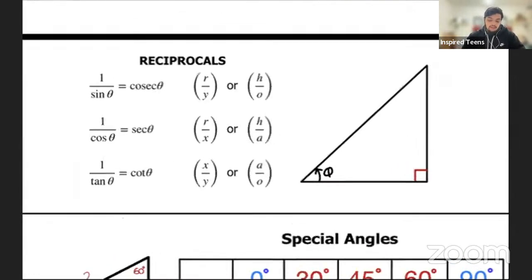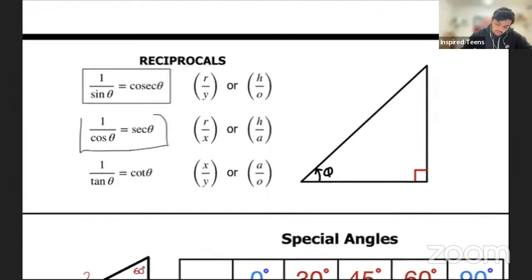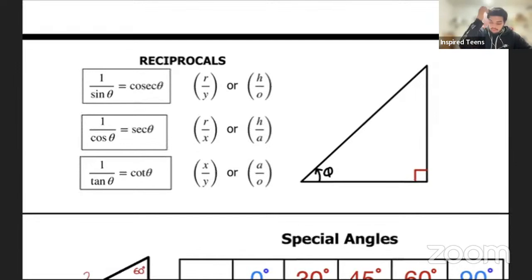Let's have a look at the reciprocals. By grade 12, it's not used as often as it was in grade 10 or 11, but it's good to know it just in case. The reciprocals of our trig functions are 1 over sine, 1 over cos, and 1 over tan. So 1 over sine theta is equal to cosec theta, 1 over cos theta is equal to sec theta, and 1 over tangent theta is equal to cot theta.